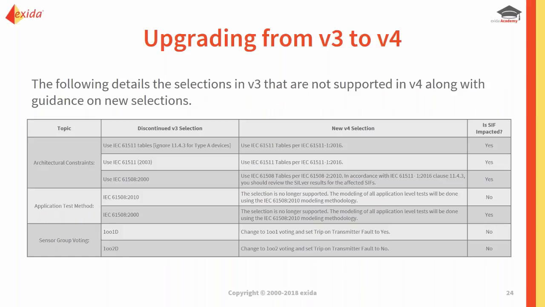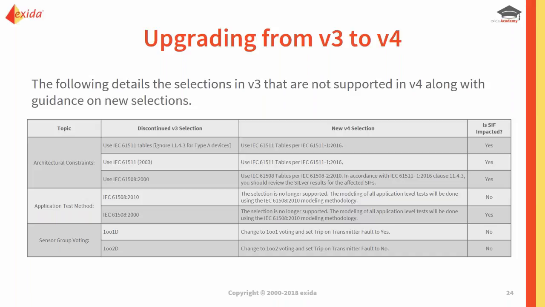So some of the things that are different in version 4. If we look at the architecture constraints, one of the things we decided in version 4 is that we're no longer going to support the outdated architecture constraints methods as they were defined in IEC 61508-2000 and IEC 61511-2003. And you may remember in version 3, we have this option IEC 61511, but ignore clause 11.4.3 for type A devices. That was a result of 61511-2003 being extremely conservative and basically requiring redundant valves for SIL1 applications. So those selections are no longer supported.